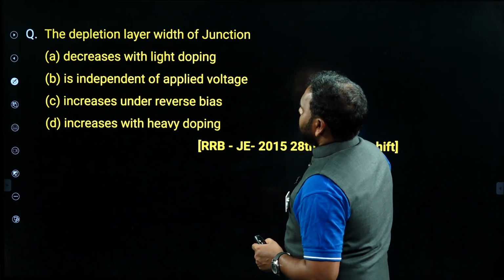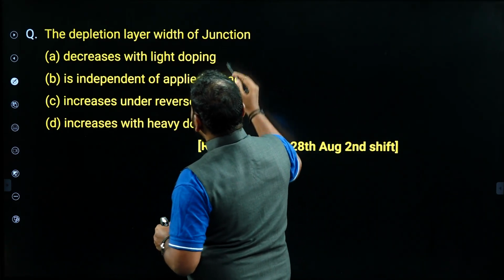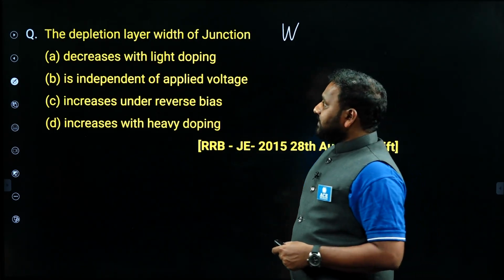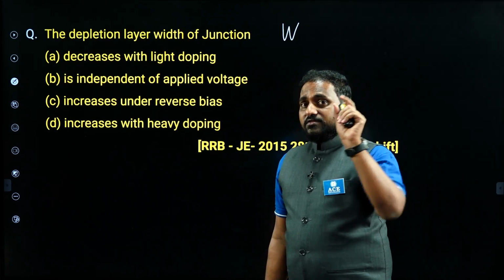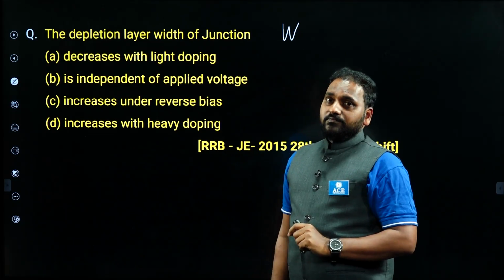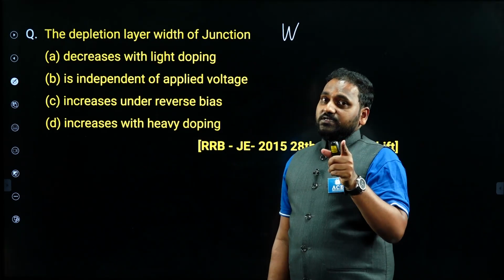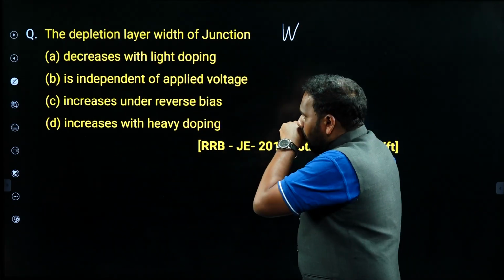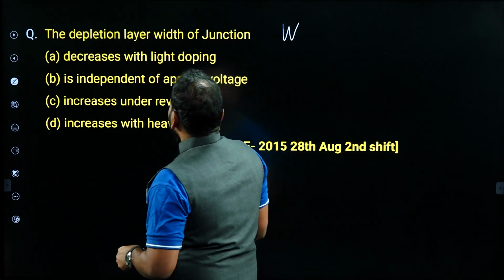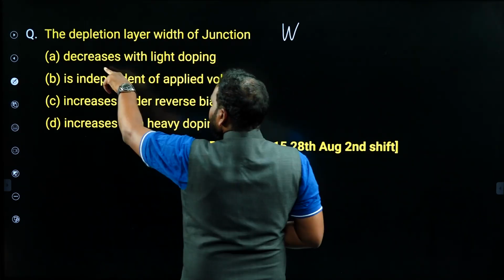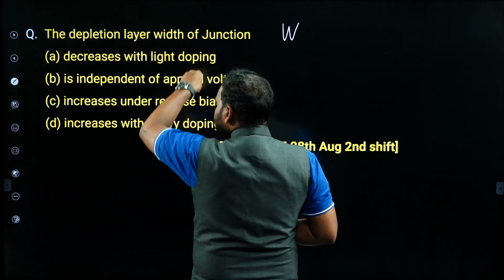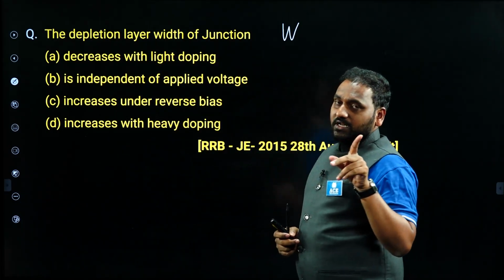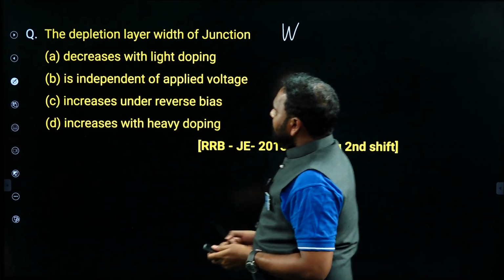Depletion layer width of the junction is decided by so many factors, of course. If doping concentration is high, the potential barrier width will decrease. It is inversely proportional to doping concentration. This is the extra bit I am giving you. Take it. What is the answer for this? It is given that width decreases with light doping. No. Decrease with high doping, okay? Inversely proportional, I said inversely proportional. So this is wrong.